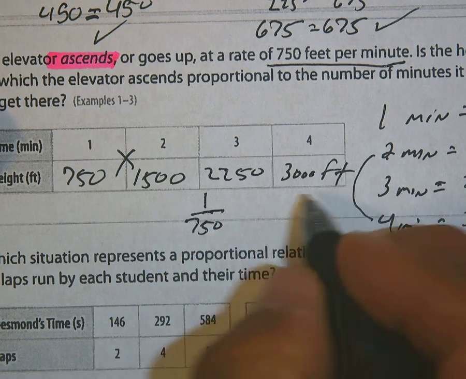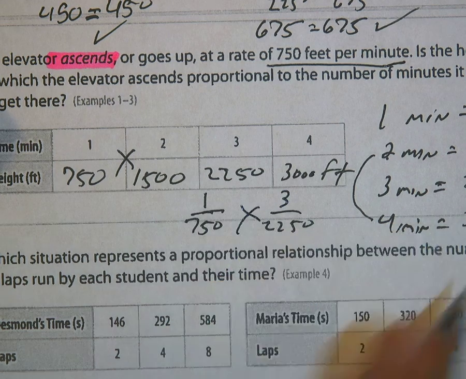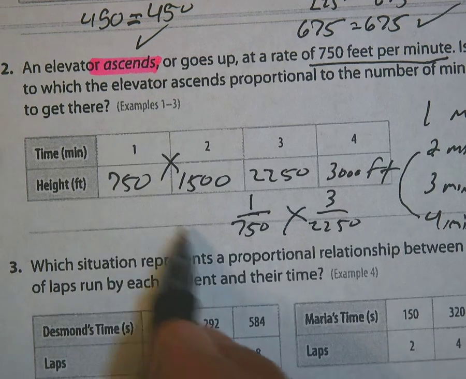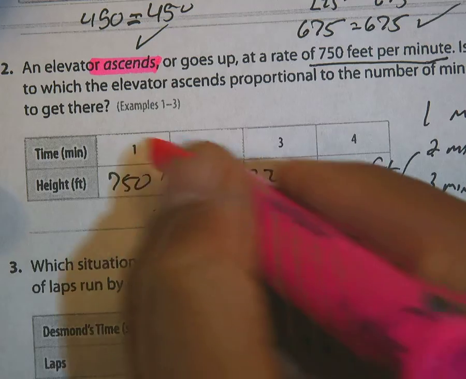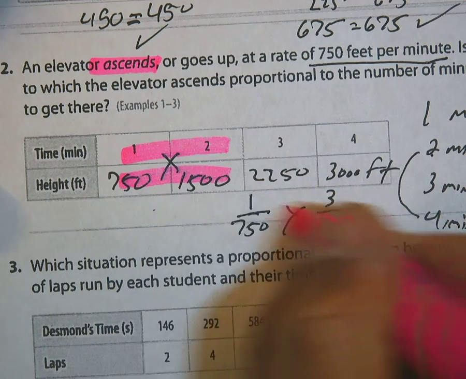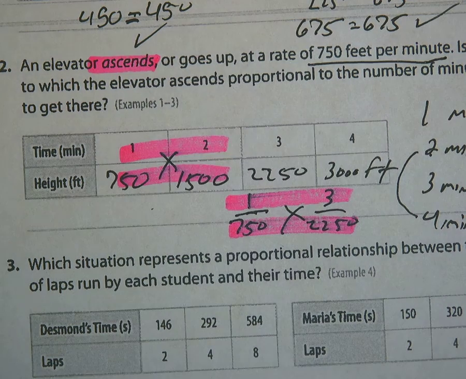1/7/50, and then 3 minutes, 22:50. Cross multiply these two, okay? So then highlight it. You have this ratio here, and you have this one here. Proportion. You have those two proportions. Cross multiply them, and if you get the same thing, then you put yes, it's proportional.